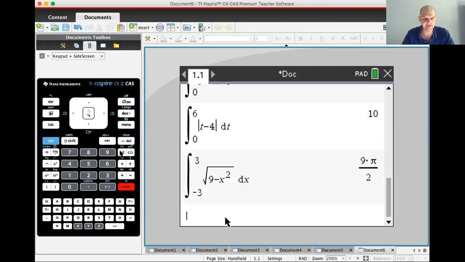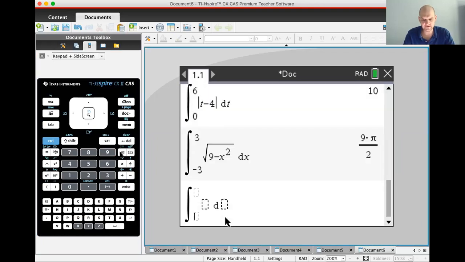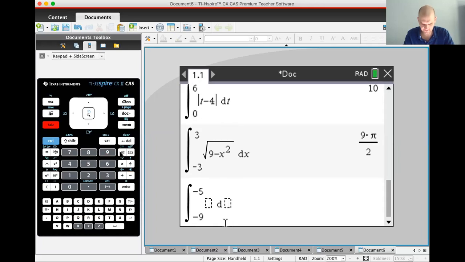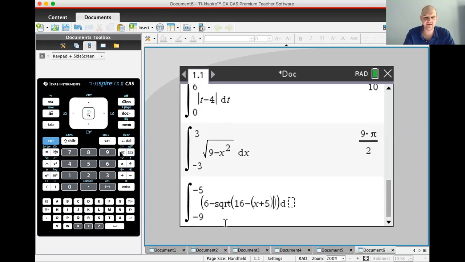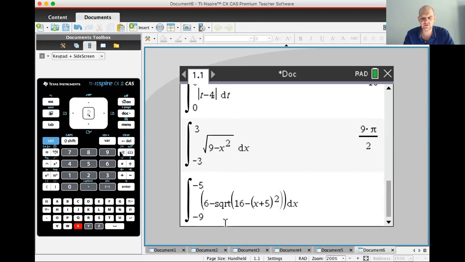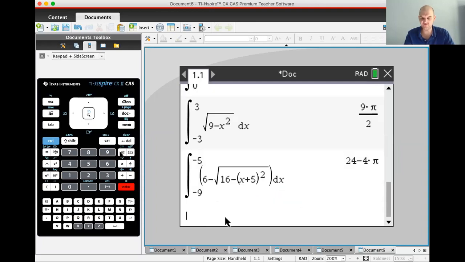Got it. And then this one is the one where I could imagine my geometry being off. Negative 9 to negative 5 of 6 minus the square root of 16 minus (x + 5)², x is the variable: 24 − 4π. What? Oh, I got it wrong. I did too much. Let's go back to the notes and see.